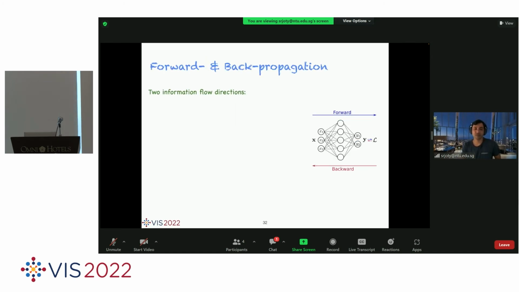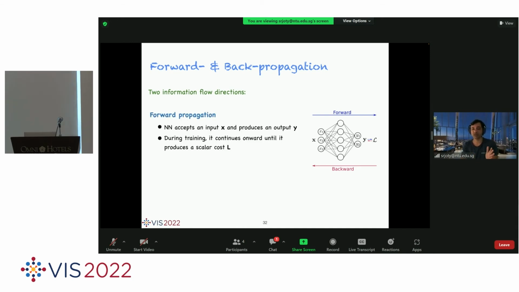Okay, so in case of a neural network, we often use two terms. One is forward propagation, or these two information flow directions. Forward propagation means that you'll be feeding the input to the model or the neural network, which in this case is x1, x2, x3, and then you'll be computing the prediction, and also when you are training, you'll be computing the loss or the optimization objective.